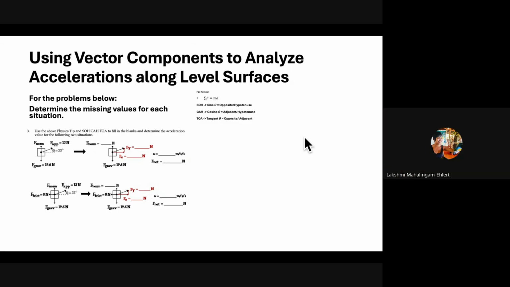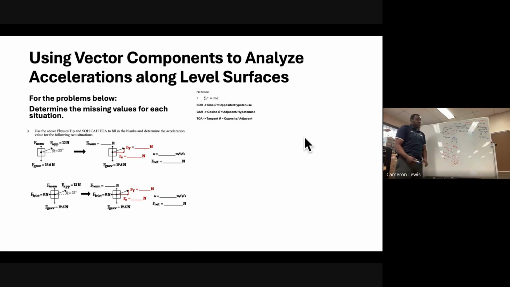There's an extra y component. There's an extra y component, which is what? 5. 5, or this F applied y, right? Now we know that this value is actually equal to 5 newtons. So you got 5 plus F norm is equal to F gravity, which we said is 19.6.